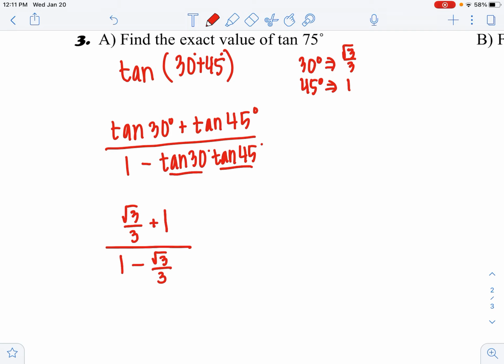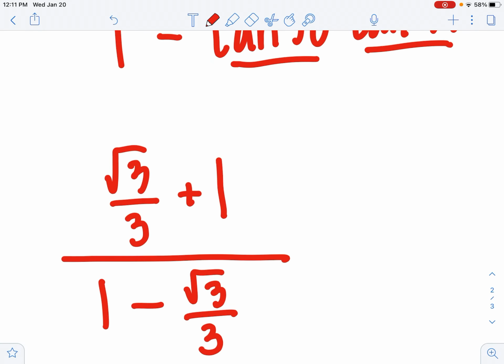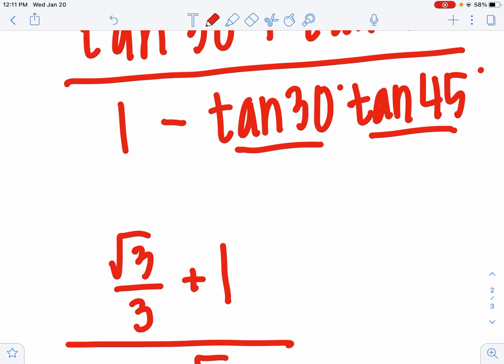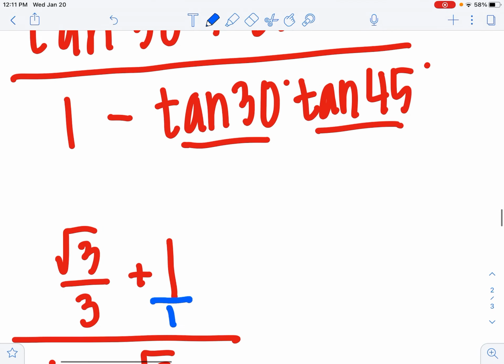Okay. Now I have fractions inside fractions, so I have to clean them up. It's not allowed here, so I need to clean up my numerator. I need to get a common denominator, which is 3. So this is 1 over 1, which becomes times 3 over 3. I'm going to make them both have a denominator of 3 right now.